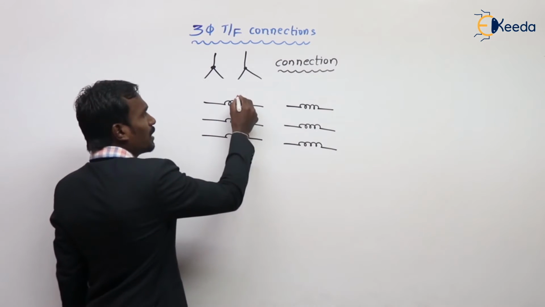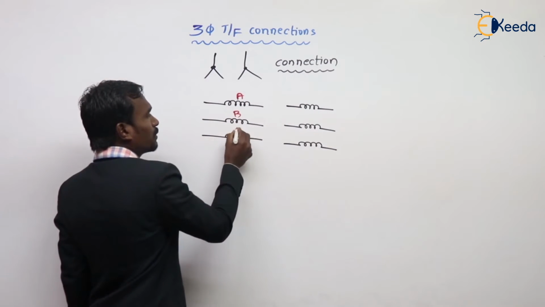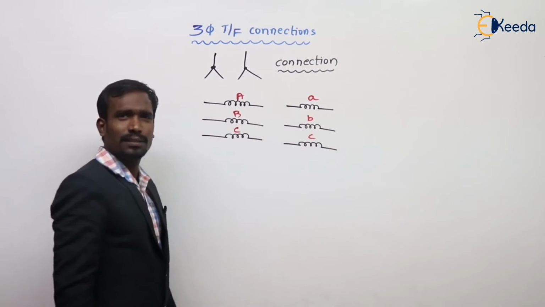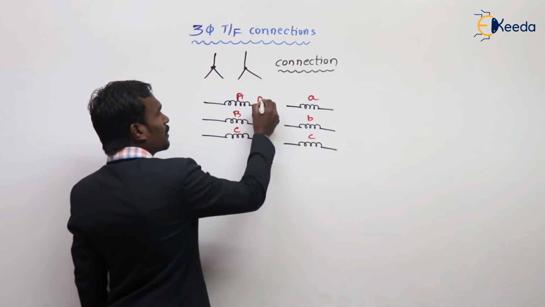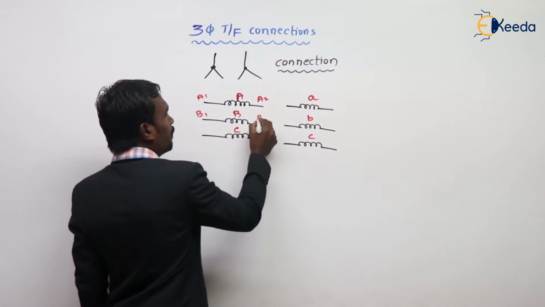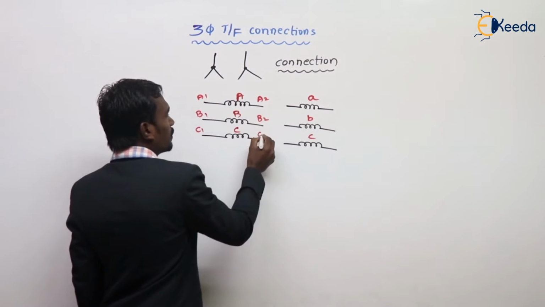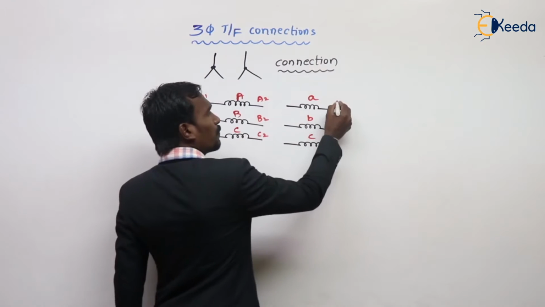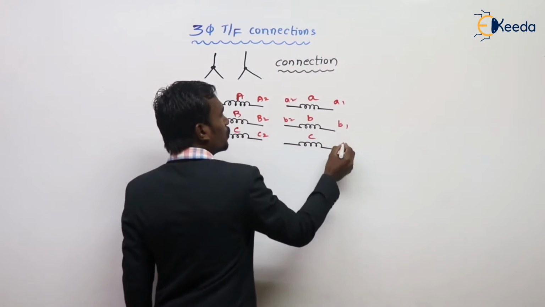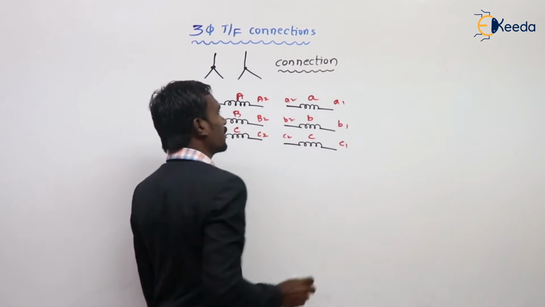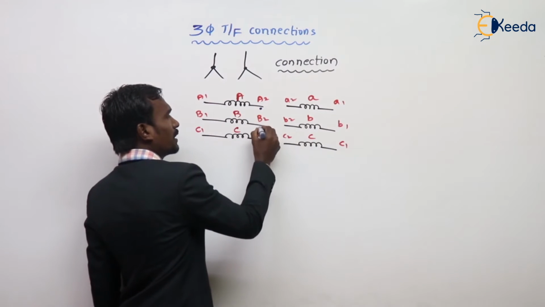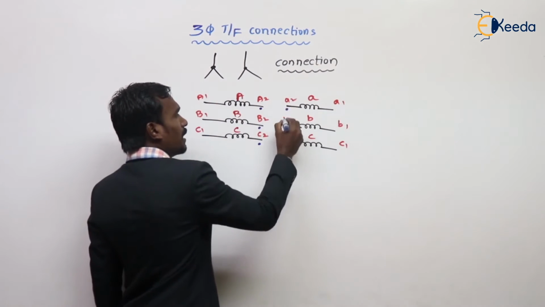I already told you, the primary parameters are denoted with capital letters and the secondary parameters are denoted with small letters. Of course, this is A2, A1, B1, B2, C1, C2, and on the secondary, A1, A2, B1, B2, and C1, C2, like this. And here, always take the dot notations at the second terminals.